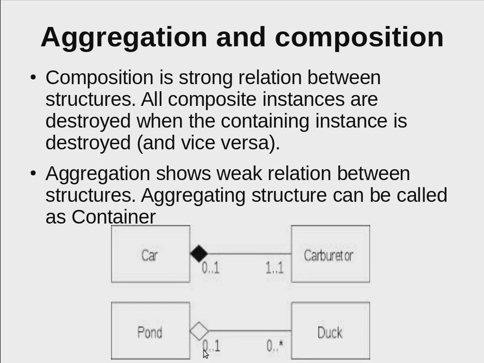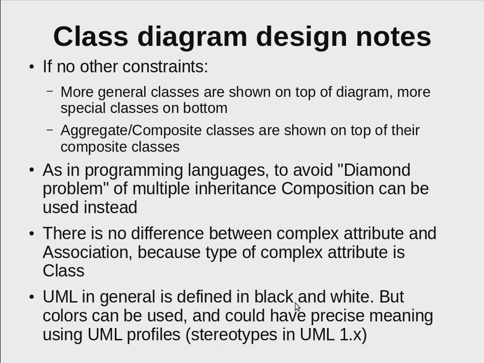And here similarly, lower range 0, upper range 1, lower range 0, upper range anything. And you can make it a shortcut notation, use only a star for it. So 0..star is the same as just a star in OCL.